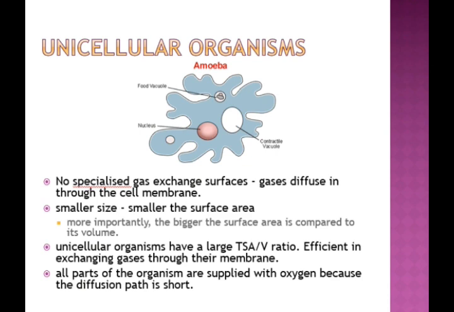For unicellular organisms, you have this very small size, very small volume. It doesn't need any organs because gases can directly diffuse through the cell membrane. Smaller size means they have more surface area compared to volume. A unicellular organism would have a large TSA over V ratio, meaning that it would take in oxygen very quickly. All parts of the organism will be supplied with oxygen because the path between the outside and the inside will be short. So the gas doesn't have to cross a lot of distance.